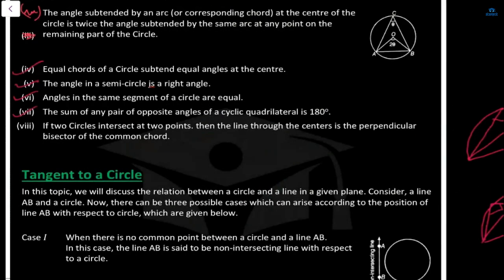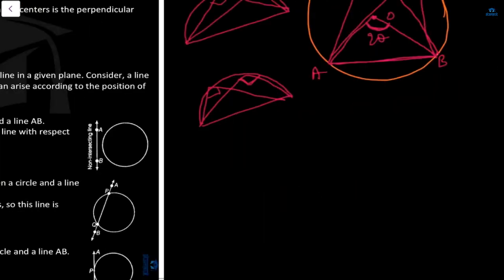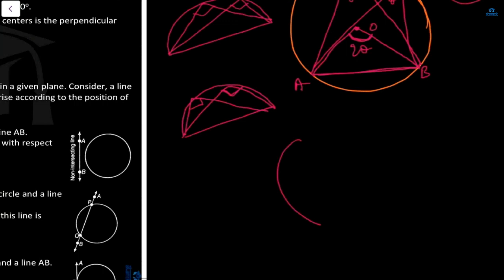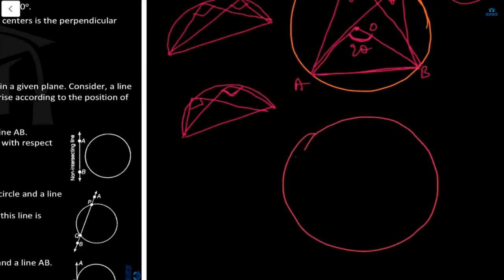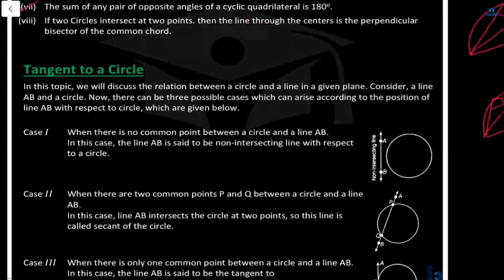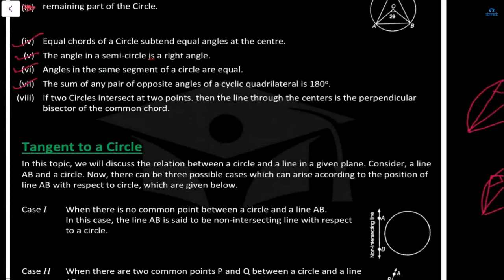The sum of any pair of opposite angles of a cyclic quadrilateral means, if you are drawing a circle, a cyclic quadrilateral is a quadrilateral inside the circle whose four points touch the circle. All the corners will be touching the circle, then this quadrilateral is called a cyclic quadrilateral. Understood? So the sum of any pair of opposite angles of a cyclic quadrilateral is 180 degrees.